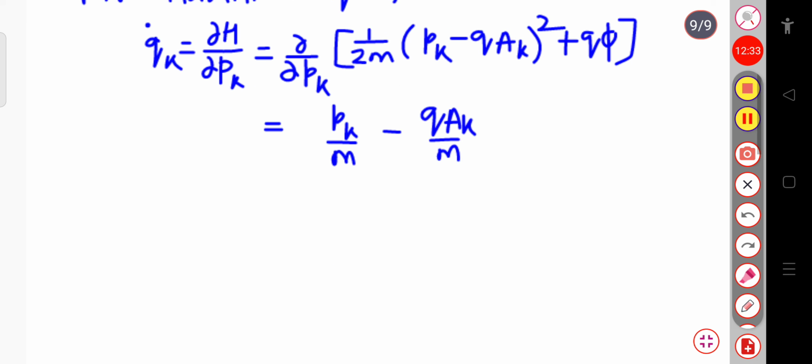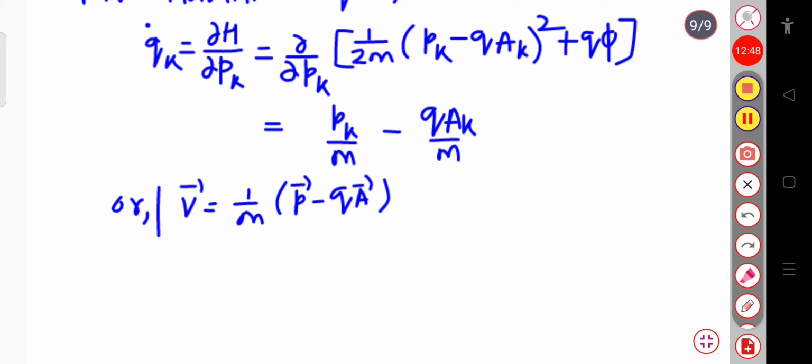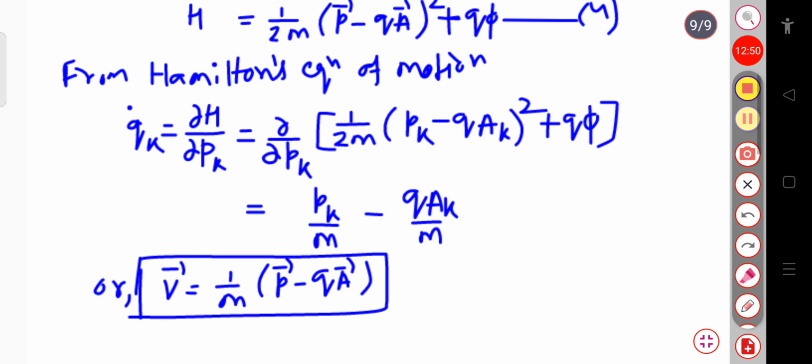Or simply, for this qk dot I can write vk, or this v vector will be equal to 1/m taken common, so this will be (p − qA). So this is our final expression for v. Let me give the equation number, suppose this is equation number 5.